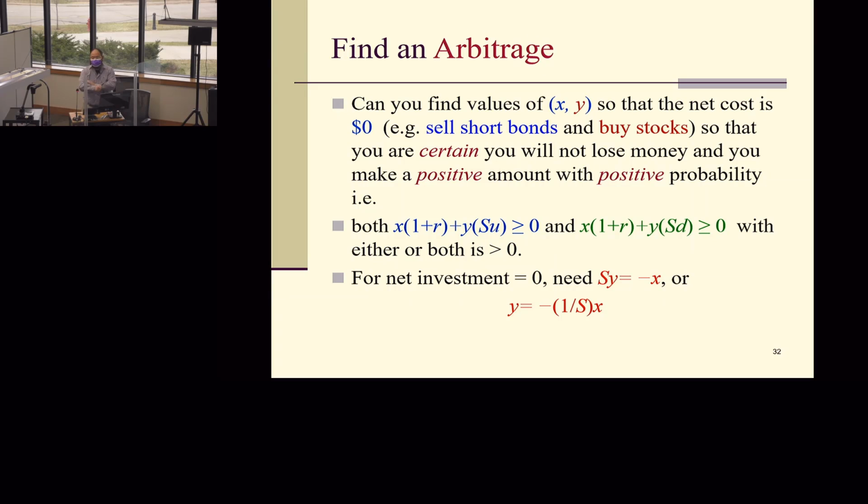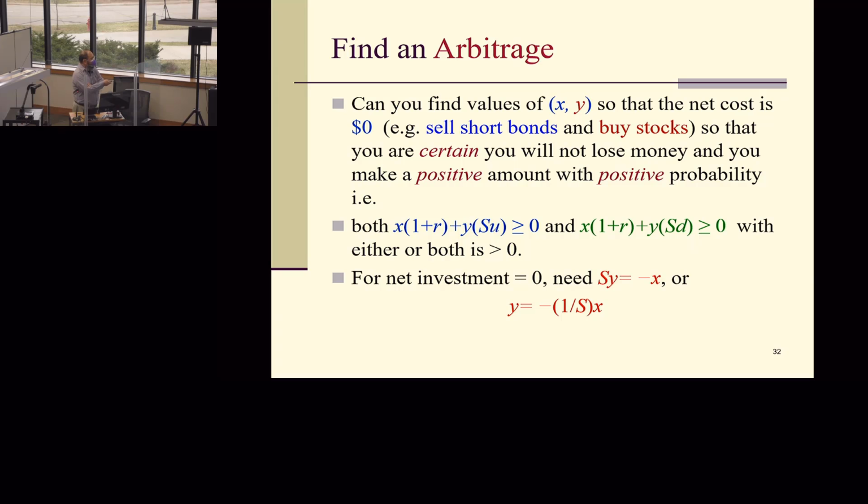So first, we try to find an arbitrage. Similar to example number 1, can I find a proper value of x and y? Remember now, x is what? The share of a bond you purchase, correct? y represents the stock you purchase or sell, so that the net cost is 0.